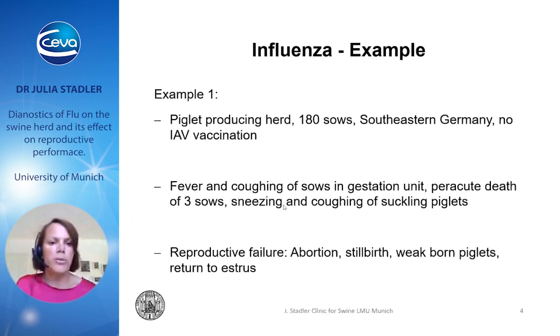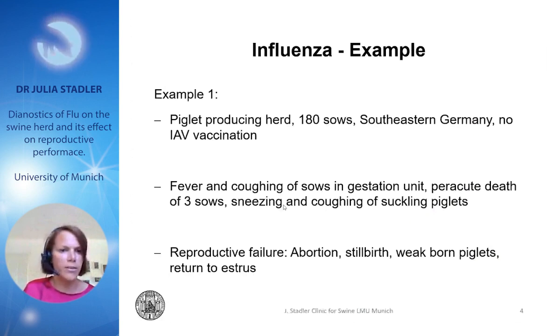Now I want to show you two examples. One example from an acutely infected herd and one from an endemically infected herd. So let's start with the anamnesis of the acute outbreak. The case herd was a piglet-producing farm with 180 sows. It was located in an area with a low pig density in southeastern Germany. The farm had no history of influenza vaccination.